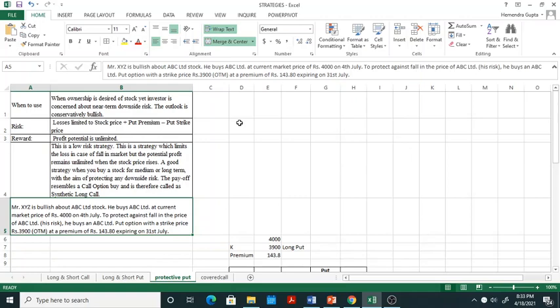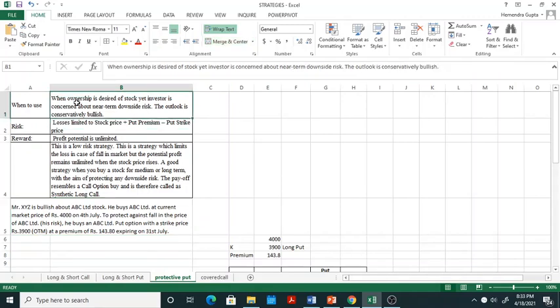Now, first of all, when can we use this strategy? We can use it when we have purchased a particular stock, but we feel that in the coming 1 or 2 months my portfolio can see some downside volatility, or my stock can go down. Even though overall I am bullish on this stock and on my portfolio, I am pessimistic over the next 1 or 2 months.